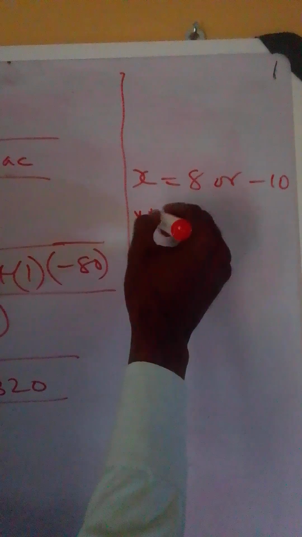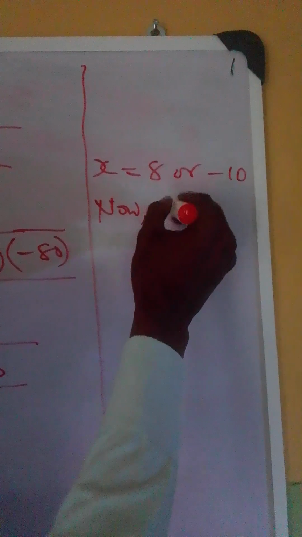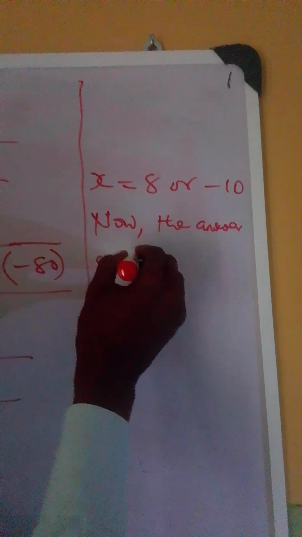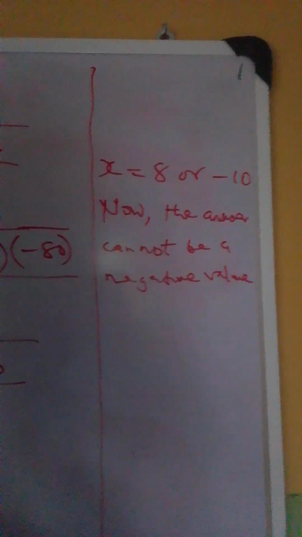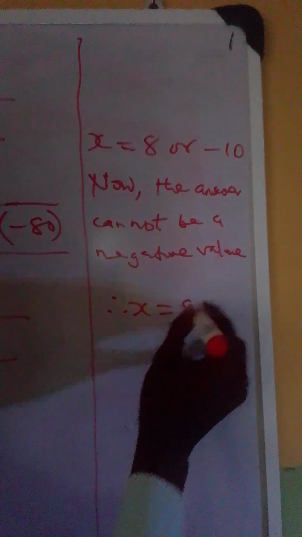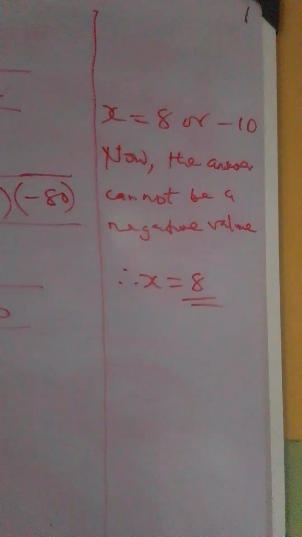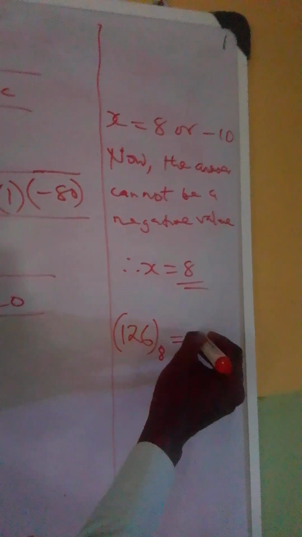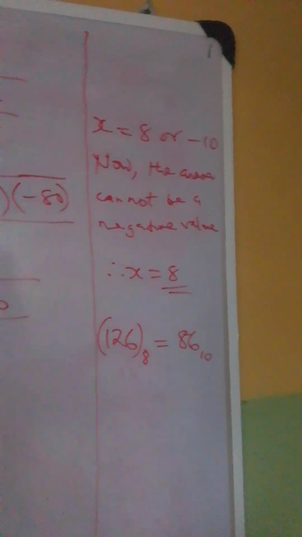Now, the answer cannot be a negative value. We can't have our answer as a negative value. Therefore, we are taking 8. So therefore, x is equal to 8. That means, actually, let's go back to the question. 126 in base 8 is equal to 86 in base 10.